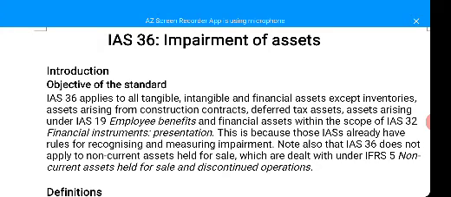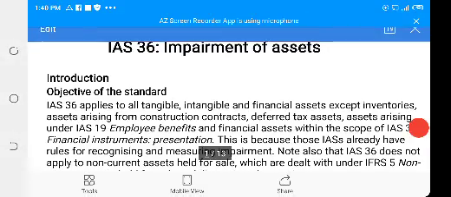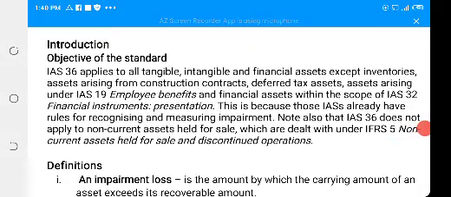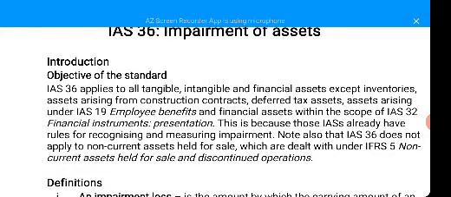So this standard, which is impairment, is a standard that talks about non-current assets. And how do we say a non-current asset is impaired? Non-current assets can be impaired when the carrying amount is higher than the recoverable value. That is the major item that we discuss under this standard.